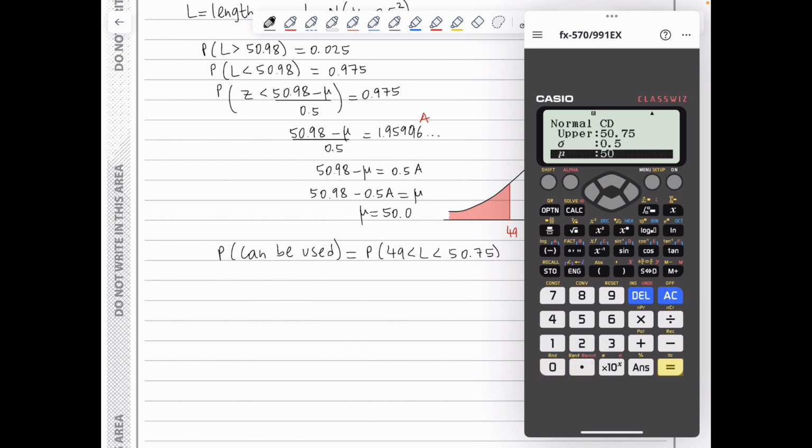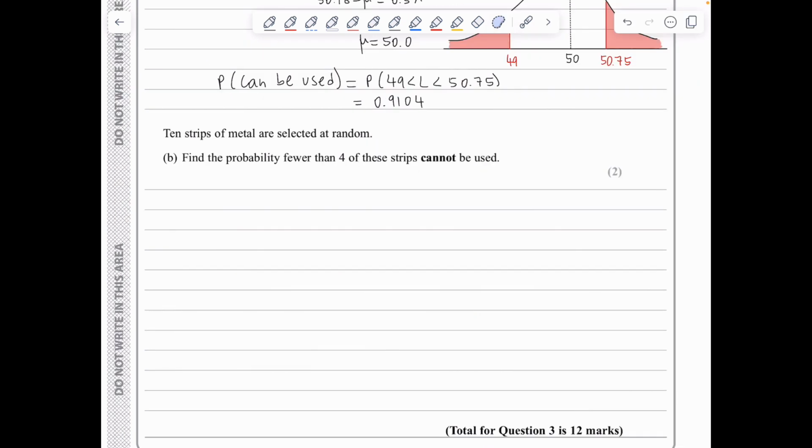So this gives an answer of 0.9104. I'm quoting answers to 4 decimal places always, so 0.9104. We then have that 10 strips of metal are selected at random, and what's the probability that fewer than 4 of these strips cannot be used? So we've got a new random variable here. I'll call it x to be the number of strips that cannot be used.